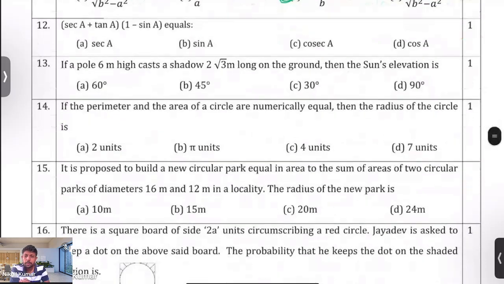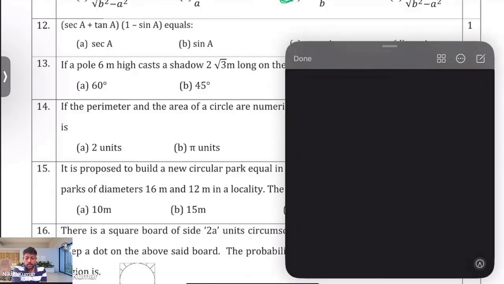Now we are going to need to do some calculations to solve question number 12. Sec A plus tan A multiplied by 1 minus sin A. We will try to express all these trigonometric ratios, that is sec A, tan A, in terms of sine and cos only. That will help us simplify it a little. So let's do that. Sec A plus tan A multiplied by 1 minus sin A. This is the expression.